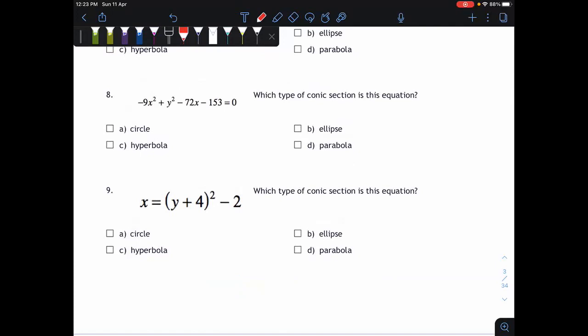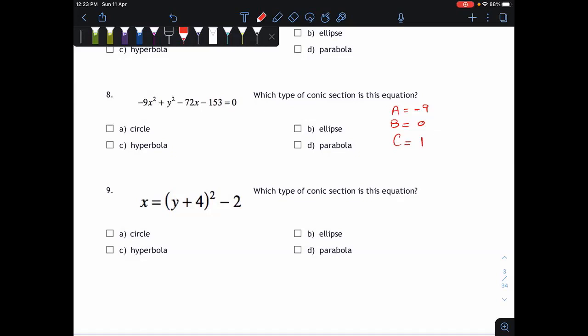Which type of conic? Hyperbola. Why hyperbola? The number 8, yes. Let's identify the a. The a is the coefficient of x squared, so it's negative 9. And the b is the coefficient of xy, and there is no xy term here. And the c is the coefficient of y squared, which is 1.